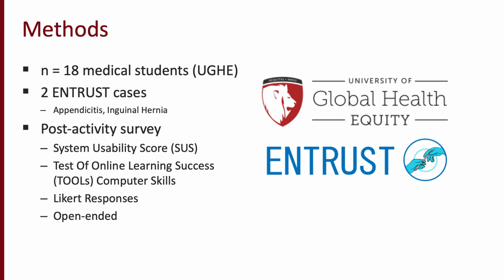In terms of methods for our study, 18 UGHE medical students were proctored to complete 2 ENTRUST cases, which included appendicitis and inguinal hernia. Following the activity, they completed a survey which utilized the System Usability Score, or SUS, the Test of Online Learning Success, or TOOLS, Likert responses, and open-ended responses. We calculated descriptive statistics for the SUS, TOOLS, and Likert responses, and qualitative analysis was performed inductively in an iterative fashion for open-ended responses.